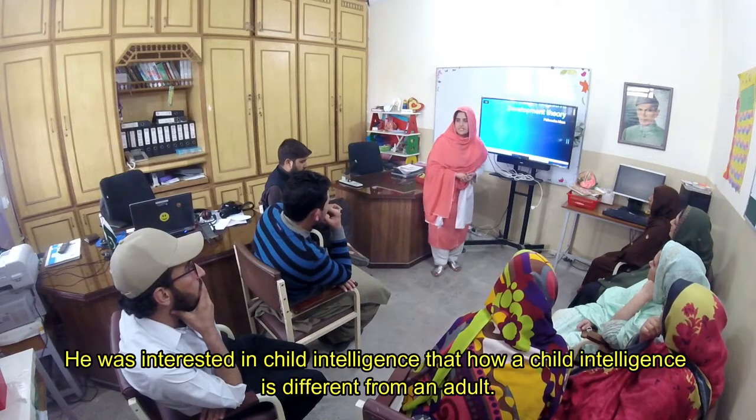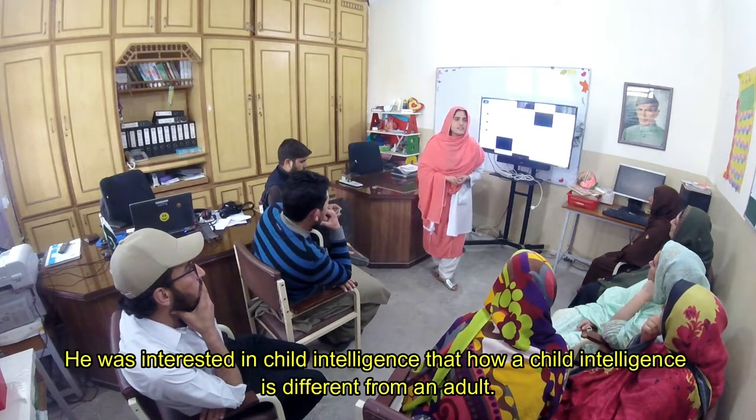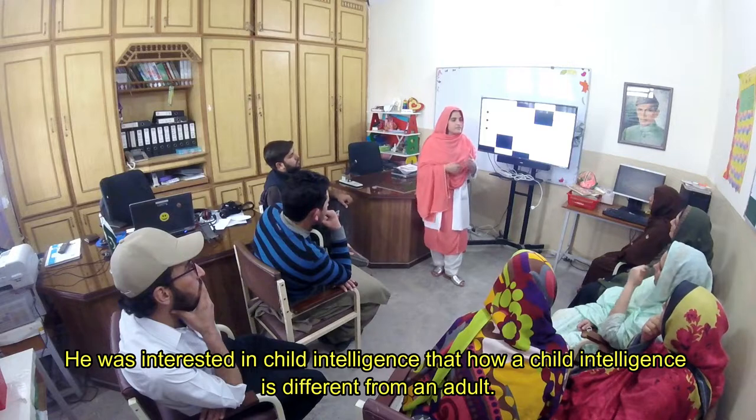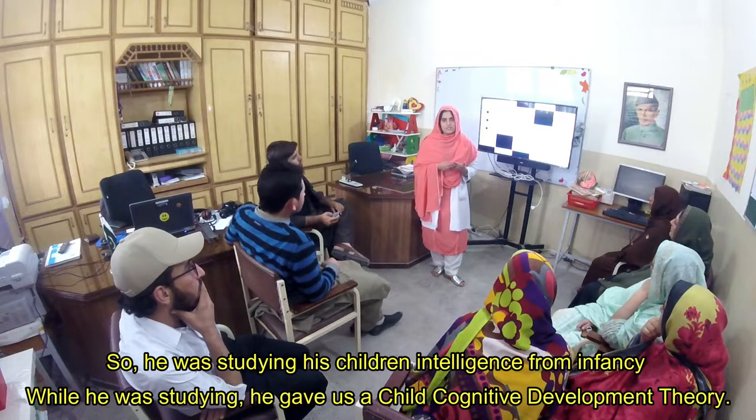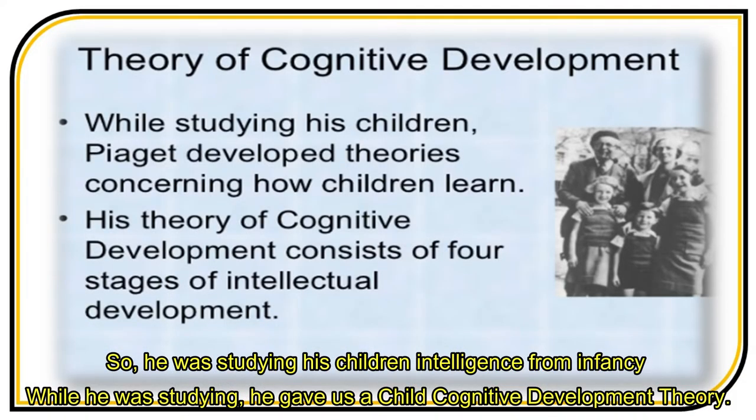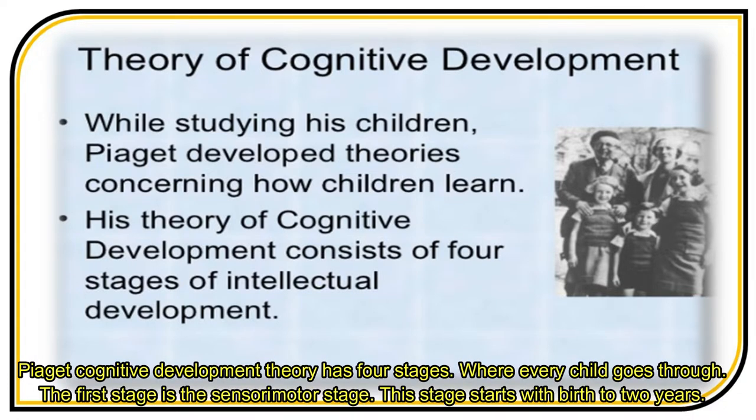He was interested in child intelligence, in how child intelligence is different from adult intelligence. So he studied his children's intelligence from infancy, and while studying, he gave us a theory about cognitive development. Jean Piaget's cognitive development theory has four stages that every child goes through.